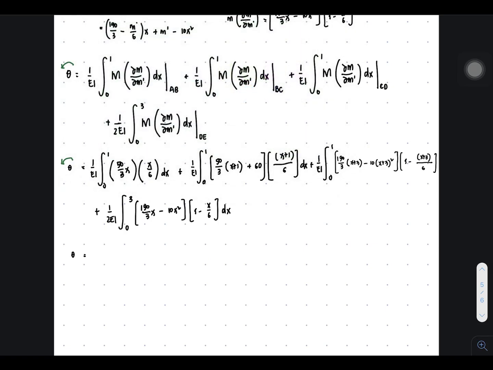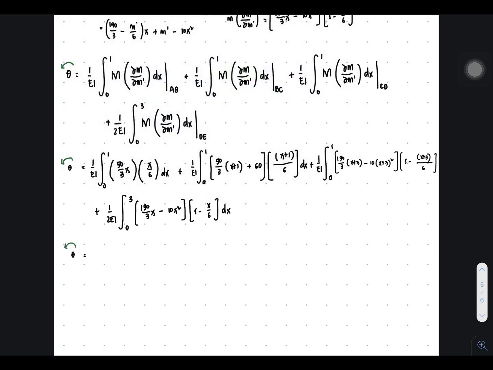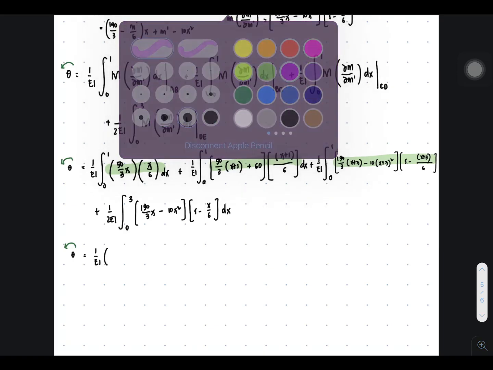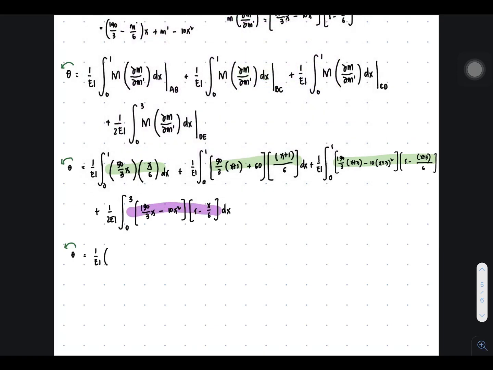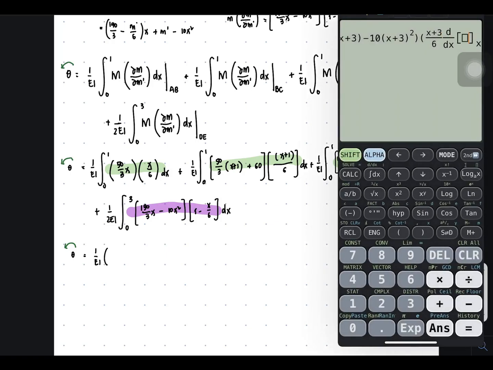Since our assumption is counterclockwise, let us have the 1 over EI for all the terms. So this one is 1 over EI for all of them except for this one. This is 1 over 2 EI. So let's start.